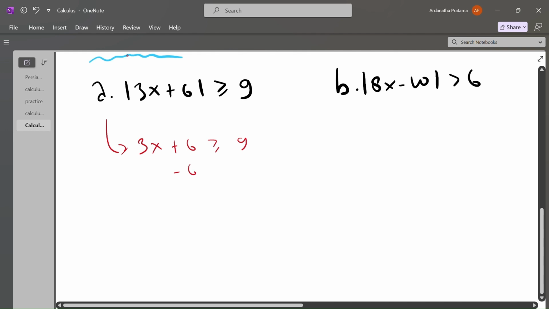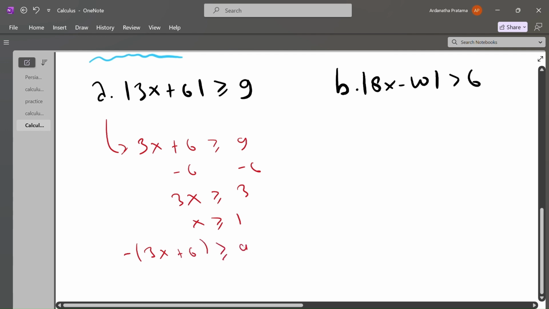And now we subtract 6 from both sides, so we have 3x is greater than or equal to 9 minus 6, which is 3. So we divide both sides by 3, and it becomes x is greater than or equal to 1.